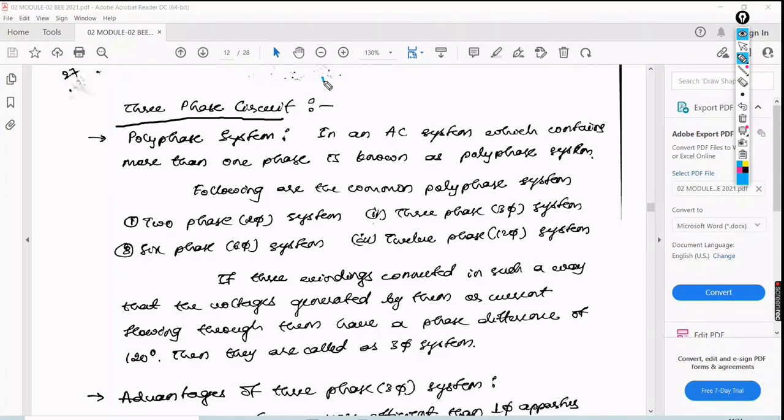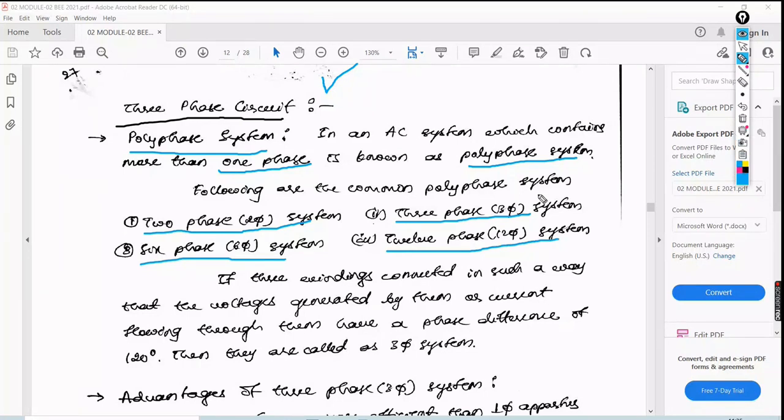This 3-phase power supply system is a polyphase system. It means that in the case of an AC system, if it contains more than one phase, that itself is called a polyphase system. Commonly, what are the polyphase systems? One is the 2-phase system, then the 3-phase system, the 6-phase system, then the 12-phase system.